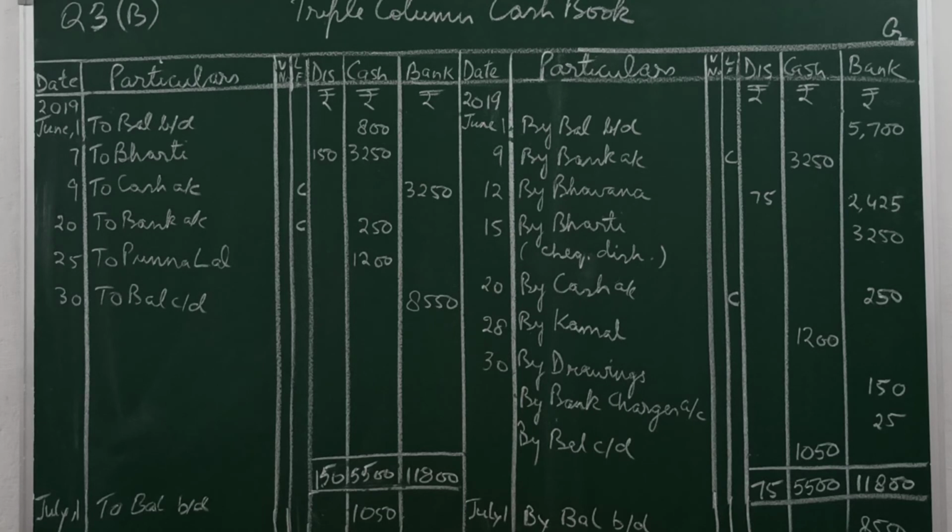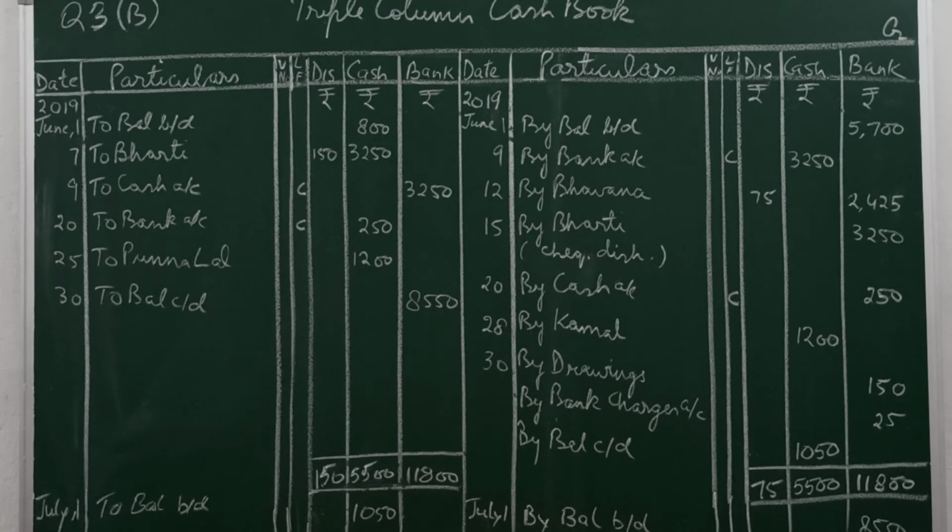30th, income tax paid by check is a personal expense. So the proprietor is withdrawing money from the business and it is paid by check. That means he must have withdrawn from the bank or maybe made through bank. So it will be by drawings in the bank column. Then bank charges rupees 25. Bank charges are fees charged by the bank for giving some services besides depositing and withdrawing money. So by bank charge account in the bank column.